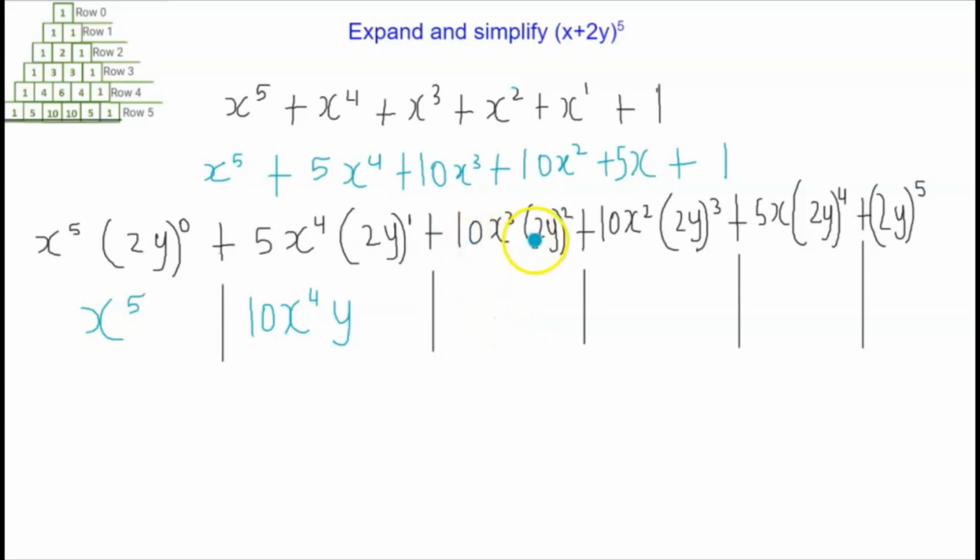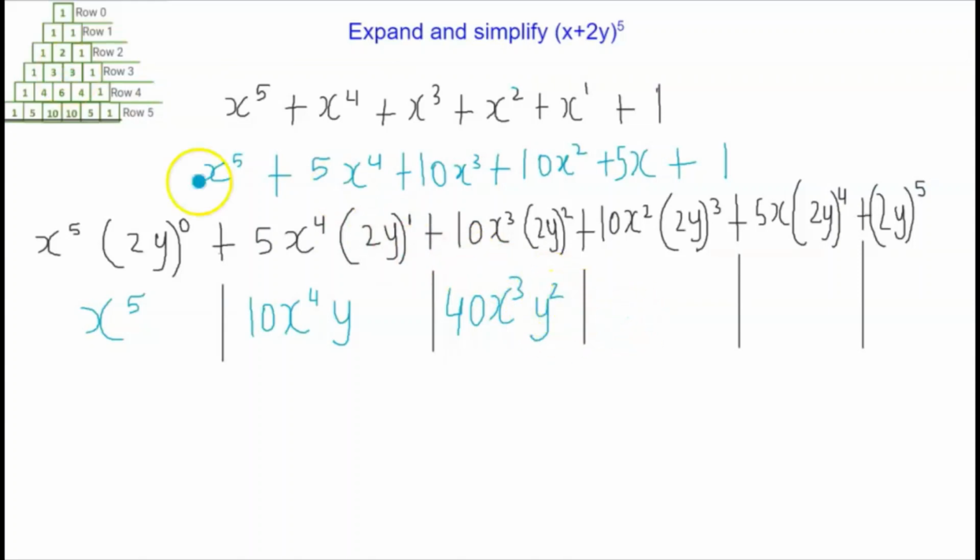So 10 times 2 to the power of 2. You have to remember there's a power of 2 here now, so it'll be 2 times 2, which is equal to 4, and 4 times 10, which will be equal to 40. So 40 x cubed y squared.